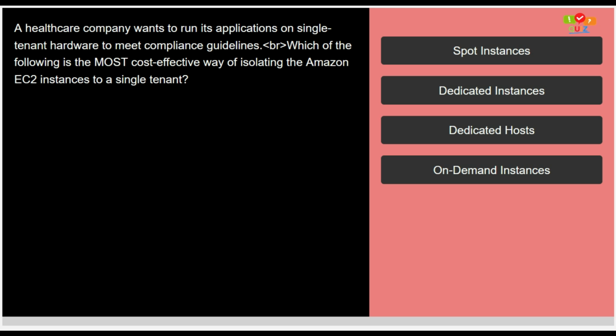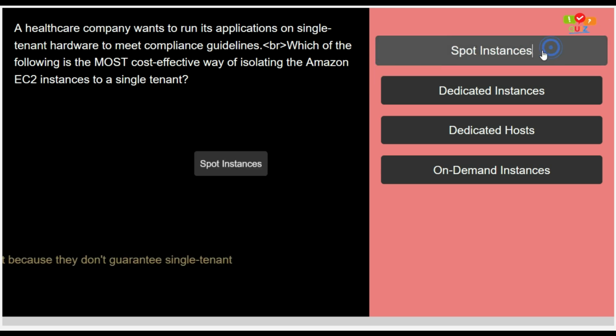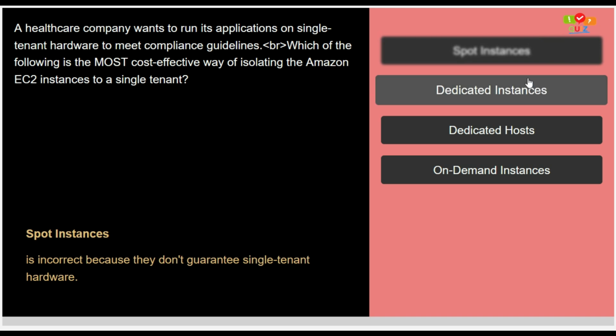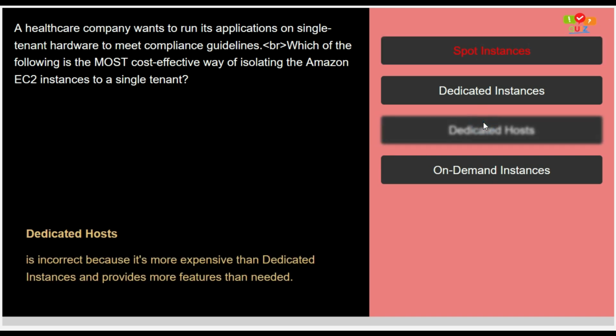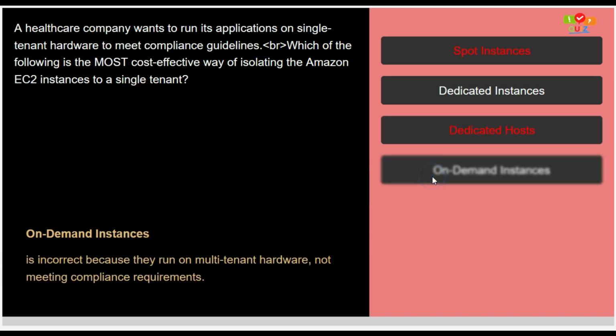Time up. Now let us analyze the answers. Option 1, spot instances, is incorrect because they don't guarantee single tenant hardware. Okay, now this is wrong answer. Option 3, dedicated hosts, is incorrect because it's more expensive than dedicated instances and provides more features than needed. Okay, so wrong answer. Option 4, which is on demand instances, is incorrect because they run on multi-tenant hardware, not meeting compliance requirements. Okay, so option 4 is incorrect.